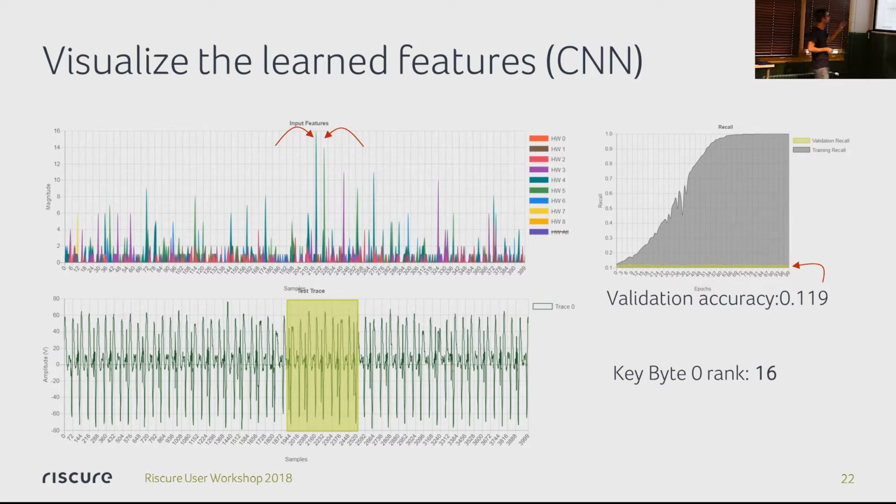So the magnitude of the peak that you see here is how many times the sample was selected. If I have 1,000 traces, for instance, and I have 16 values there, then out of 1,000 traces, 16 times, my network recognized that sample as leakage, for example.